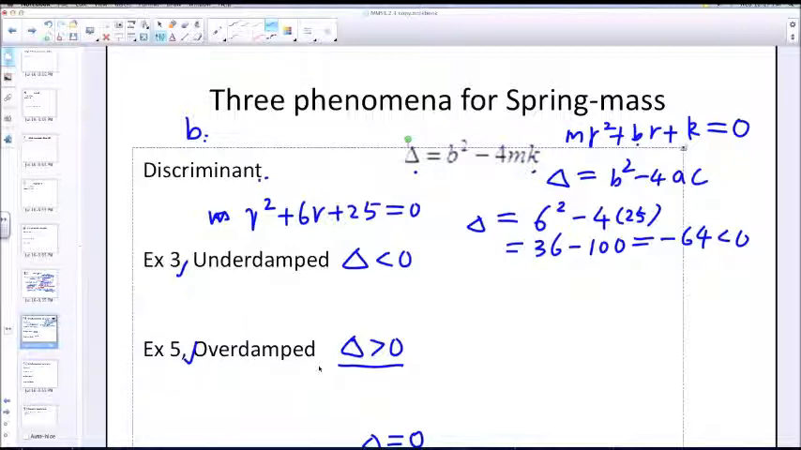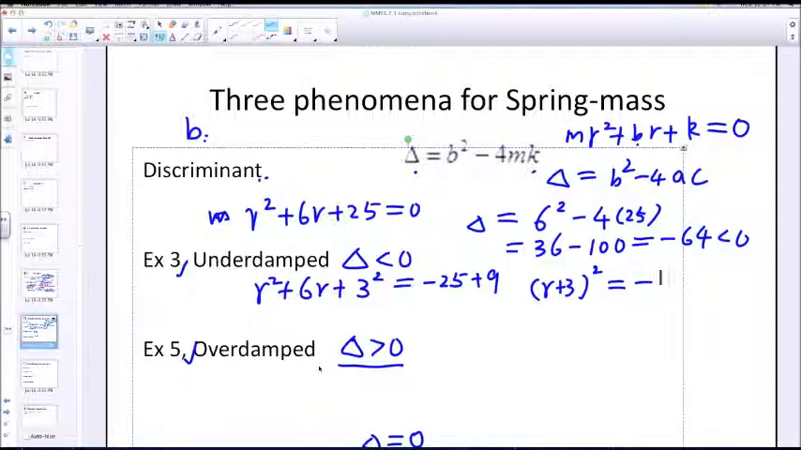If I want to solve it, I have the r squared. How about writing it as a complete square? Then I have r plus 3 squared equals negative 25 plus 3 squared, plus 9. So I have r plus 3 squared equals negative 16. You see, a complete square cannot be negative. What do you do? You have the imaginary. Then your r equals negative 3 plus or minus 4i.